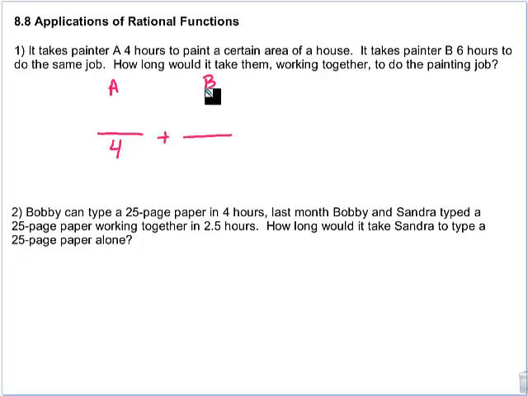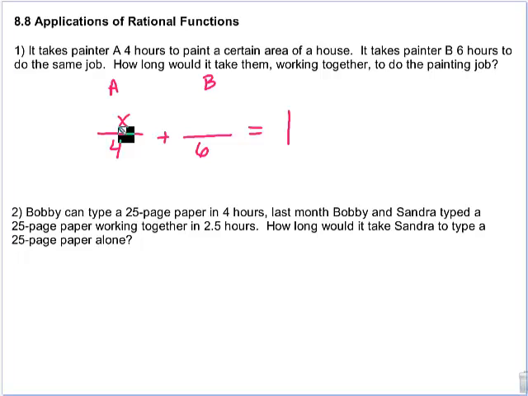What's the rate that painter B works at? 6 hours. Okay, so if painter B, working alone, worked for the whole 6 hours, he would also be able to finish the house by himself. So the whole goal here is to finish this project, so we're going to have it equal 1, where 1 represents that the whole thing is completed. And then we want to find out how long they're working together. They're going to be working together the same amount of time.